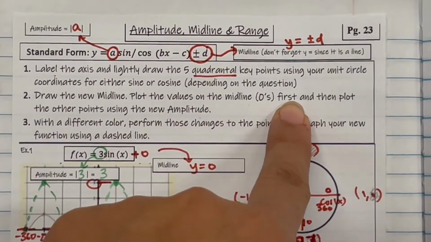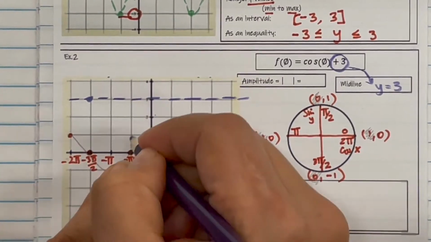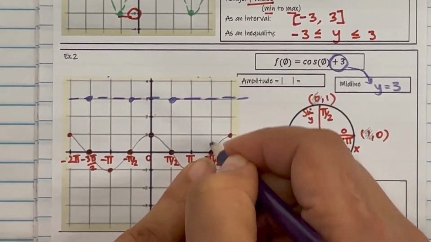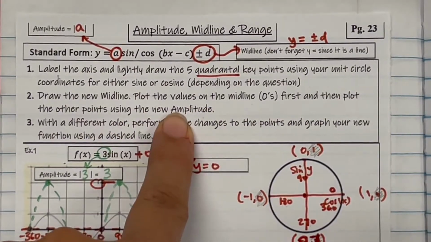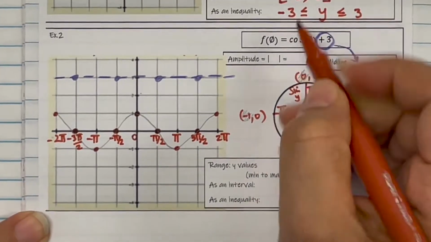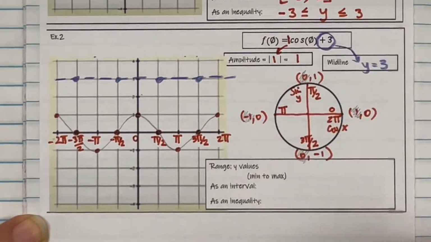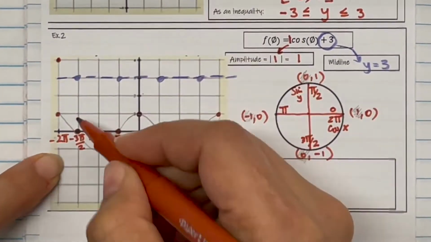After that, plot the 0 values first. So where is it 0 on the graph? Go ahead and just go all the way back up and put all your zeros in the midline, because those are not going to change. Because when you multiply anything by 0, it's still 0. All right, so now we're going to plot the remaining points using our amplitude. Well, what's that? The absolute value of what's in front of cosine. Oh, it's an invisible 1, so it's positive 1. So really, does anything change? No, because when you multiply anything by 1, it's still 1.